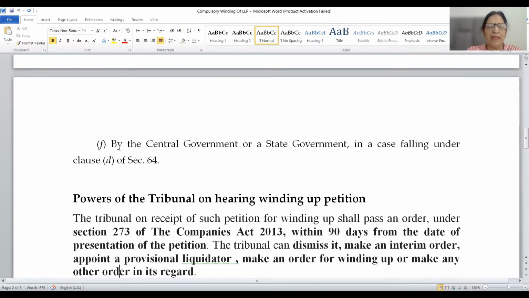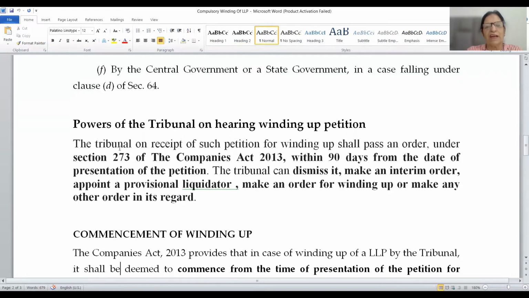Now the question arises, what are the powers of the tribunal on hearing a winding up petition? A number of powers are available to the tribunal. On receipt of such a petition for winding up, the tribunal shall pass an order under Section 273 of the Companies Act 2013. But this order has to be passed within 90 days from the date of presentation of the petition. Now, the tribunal has a number of powers. As I have told you earlier, the tribunal can dismiss it.